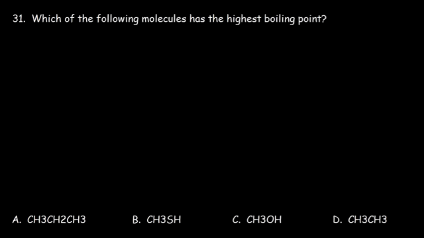Number 31. Which of the following molecules has the highest boiling point? Now, if we look at A, we have a compound that is completely nonpolar. It only contains carbon and hydrogen bonds. So when it's nonpolar, the only force that it has is London dispersion forces. Now, compound D is also nonpolar, and so it has London dispersion forces only. So therefore, these two, which contain the weakest of the intermolecular forces, are going to have the lowest boiling point. So we can eliminate answer choices A and D.